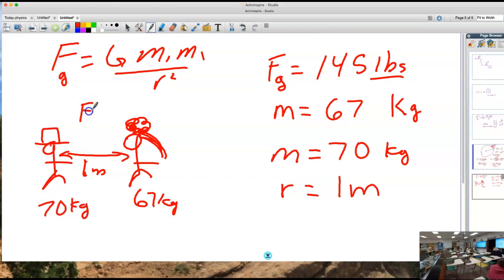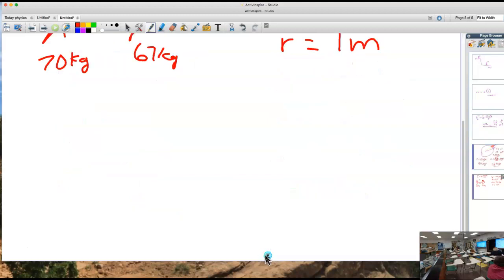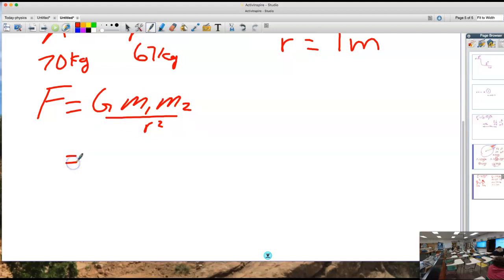And we want to know what's that gravitational force between them. Okay? So all we've got to do, we've got everything we need. We just got to put it in, right? That's it. So I'm going to just rewrite it so we've got it here. G, M1, M2, over R squared. So what was G?